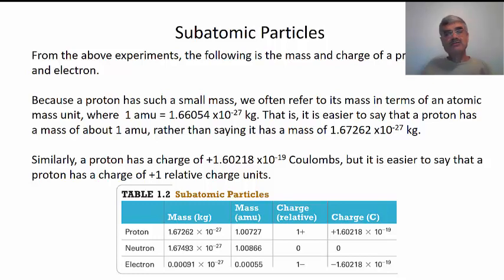We say that they have relative charges of +1 for a proton, 0 for a neutron, -1 for an electron, and then in absolute Coulomb values, that would be plus 1.60 times 10 to the minus 19th coulombs for a proton, and minus 1.60 times 10 to the minus 19th coulombs for an electron. So these are the main subatomic particles comprising atoms and their basic mass and charge in both absolute and relative values.